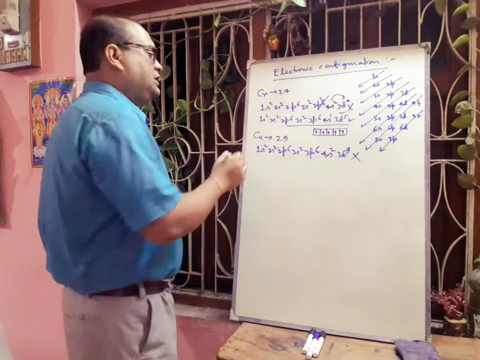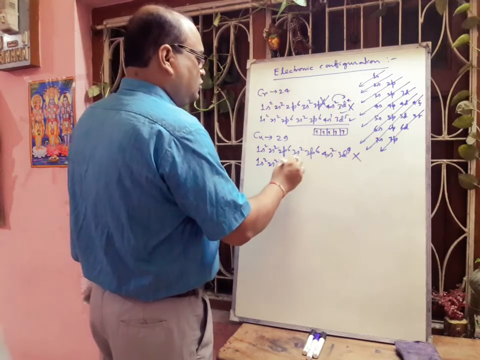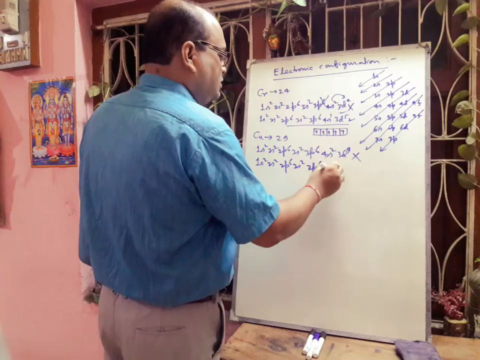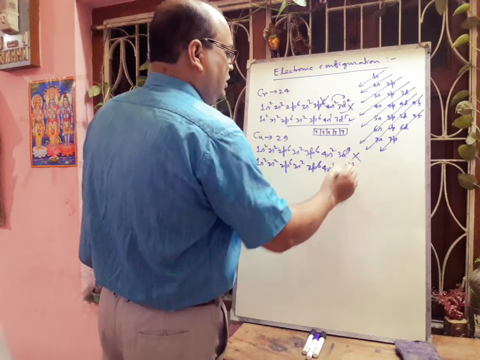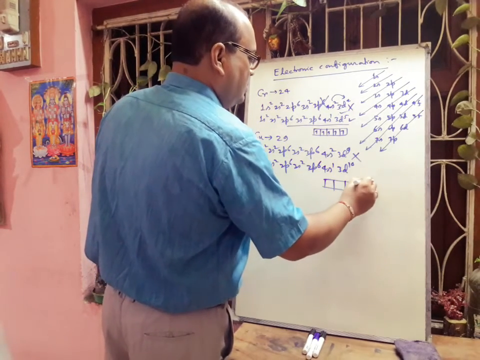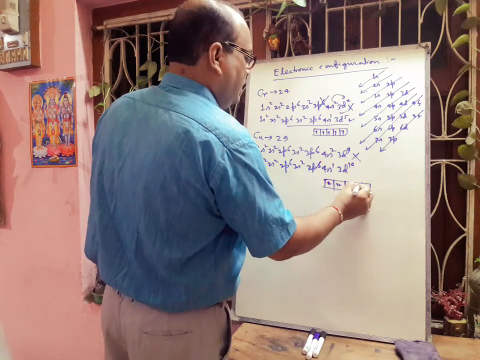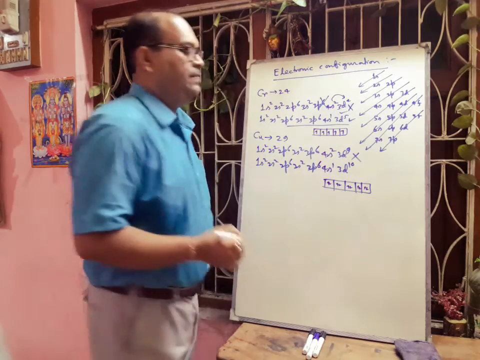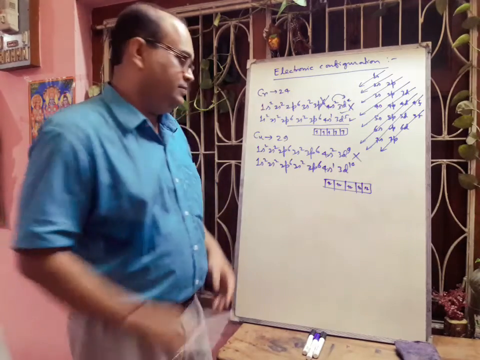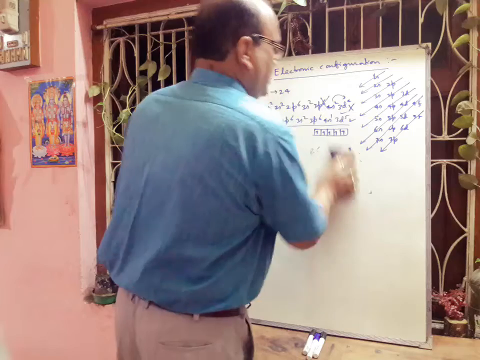So what will be the correct electronic configuration for copper? That will be 1s2, 2s2, 2p6, 3s2, 3p6, 4s1, 3d10. So whenever we are writing the 3d10, here all orbitals are fulfilled. And that is why their electronic configuration is very much stable. Hope you can understand.